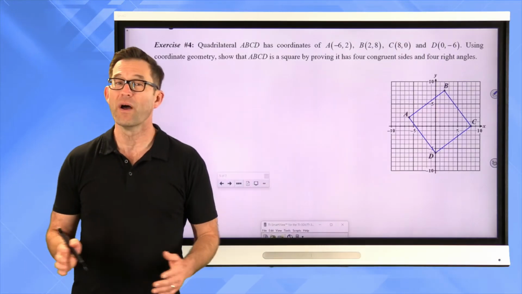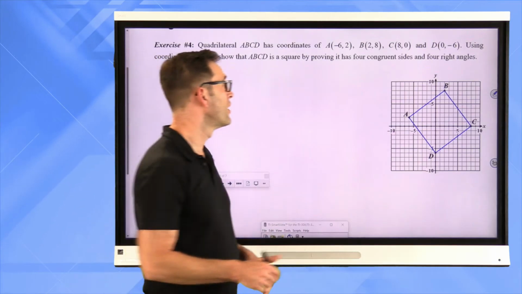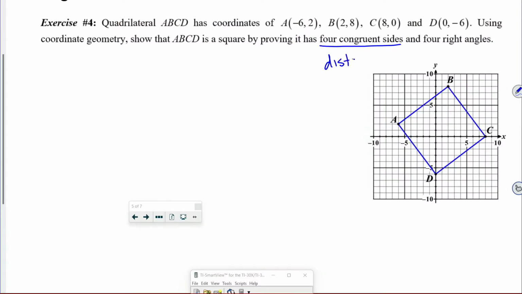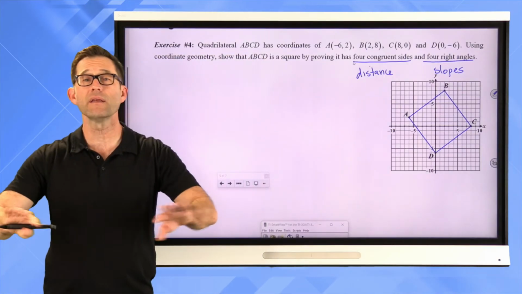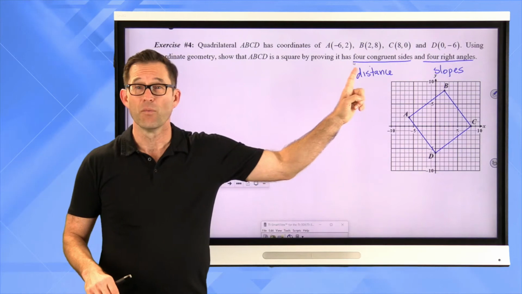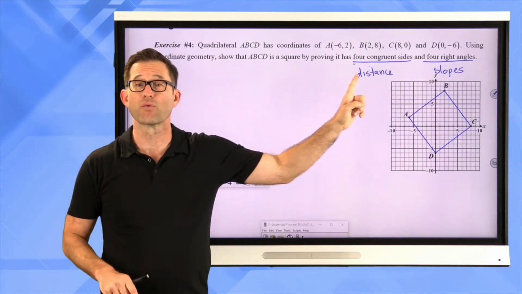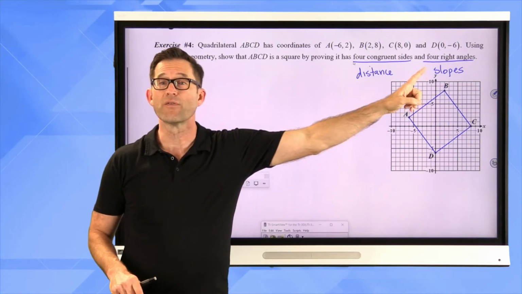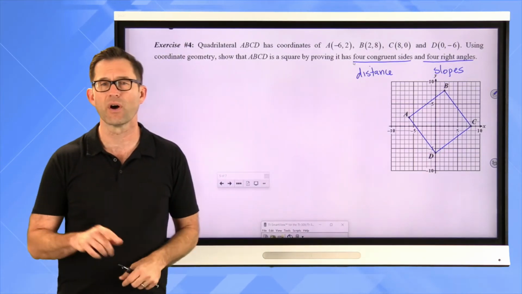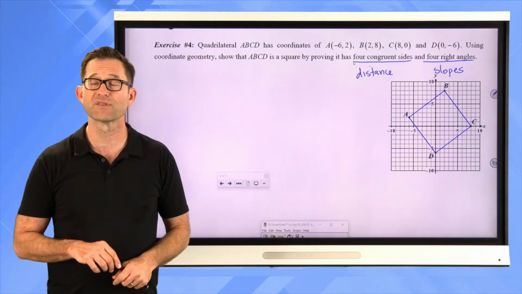All right, well, think about this for a moment. We're going to get our 4 congruent sides by using the distance formula, and we're going to get our 4 right angles by using slopes. And those are going to be kind of completely disassociated from each other. In one case, what we're really doing with 4 congruent sides is proving that it's a rhombus. In the other case, with 4 right angles, we're proving it's a rectangle. And when we put those two together, as we'll talk about in the next exercise, we get a square.